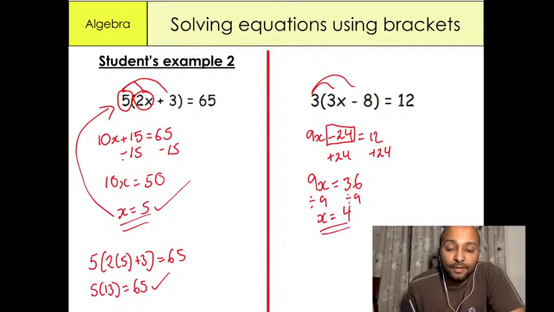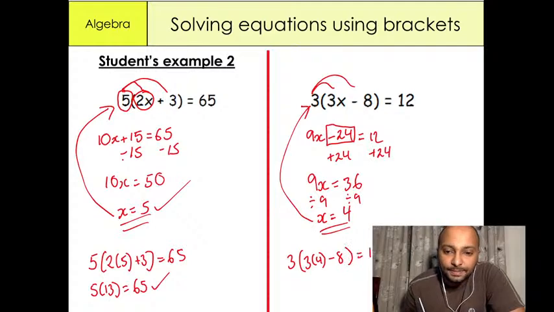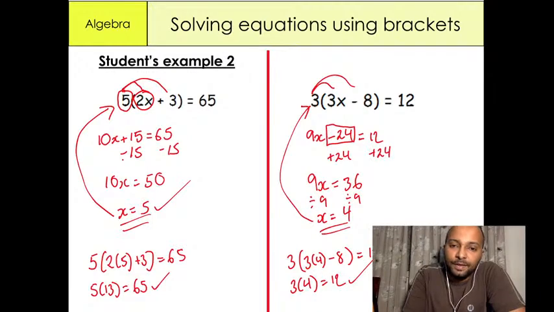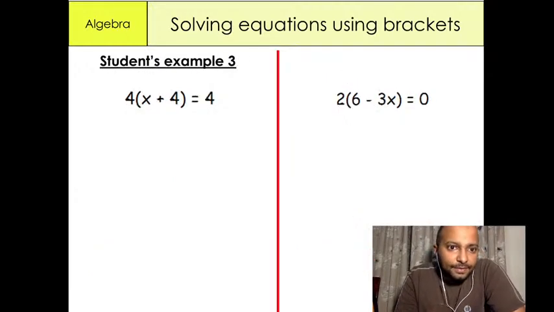Again, we can always check whether this is the correct answer or not by plugging it back into the equation. So we have 3(3 times 4 minus 8) = 12. So 3 times 4 is 12. 12 minus 8 is 4. So 3 times 4 is equal to 12, yep, that's correct. Got 2 more examples.